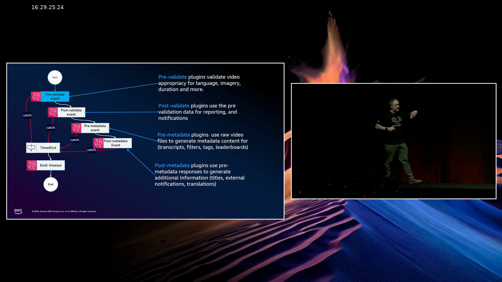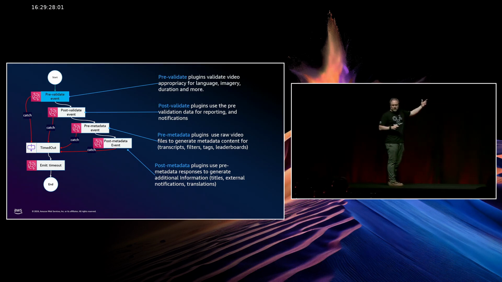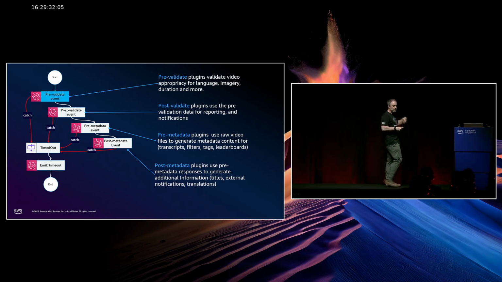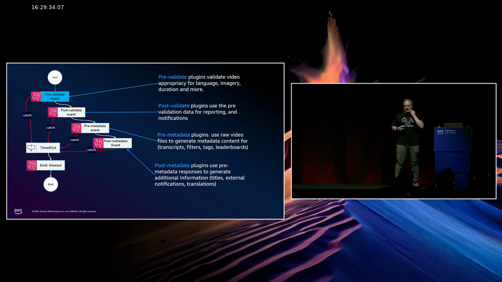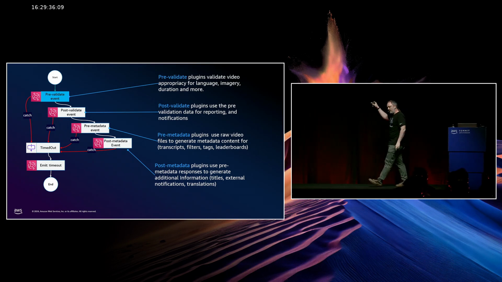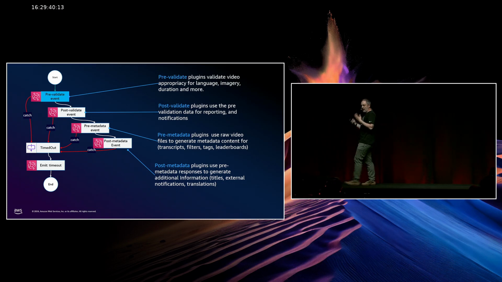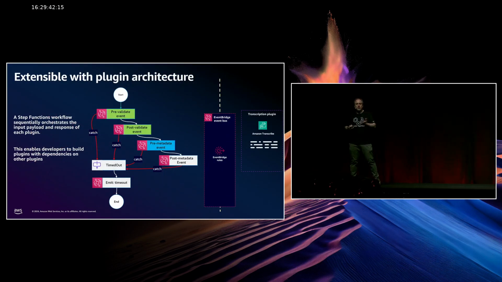We created a series of arbitrary events. We called them pre-validate, post-validate, pre-metadata, and post-metadata. And we said to our plugin developers, these are the types of plugins that you should subscribe for each one of these events. And here's an example of midway through that workflow, right?